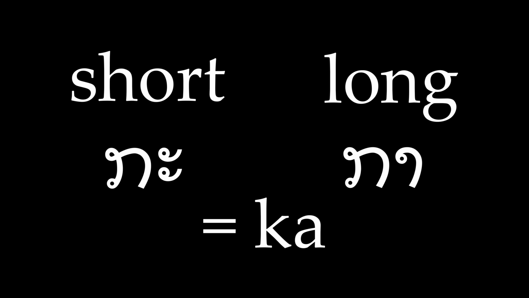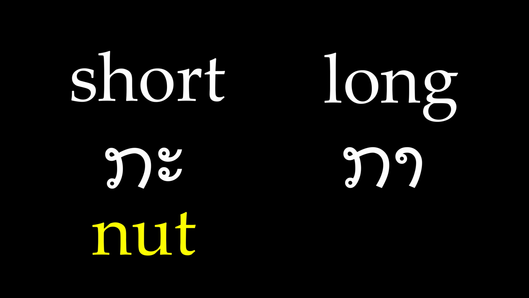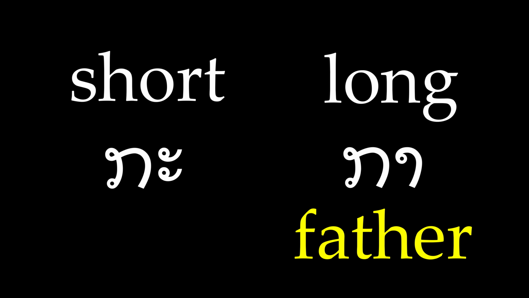A and ah are usually represented with an A when transcribed. Since A in English can have many different sounds, it helps to have some examples of the vowel sound for each. Again, these are close approximations, so listen to the recording for the exact sound. The short A sound is similar to the U in nut. The long ah sound is similar to the A in father.